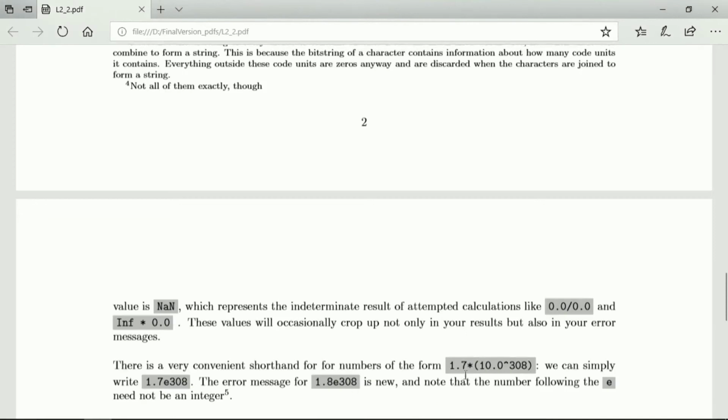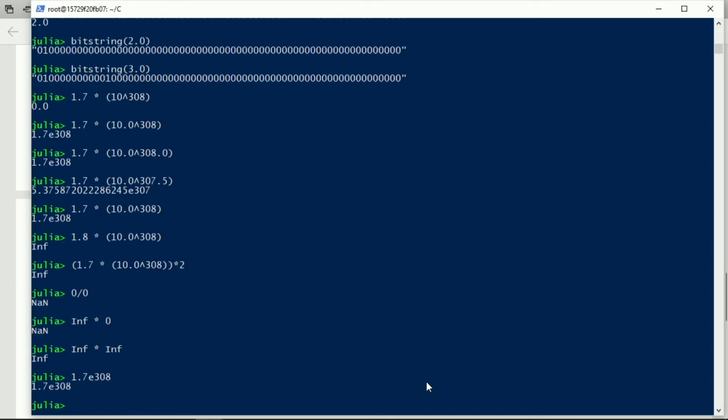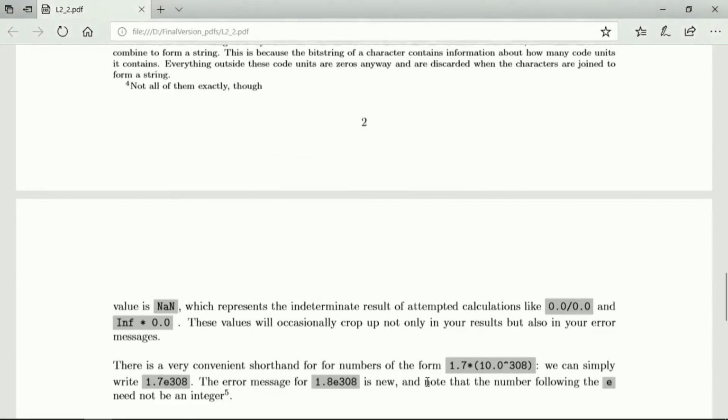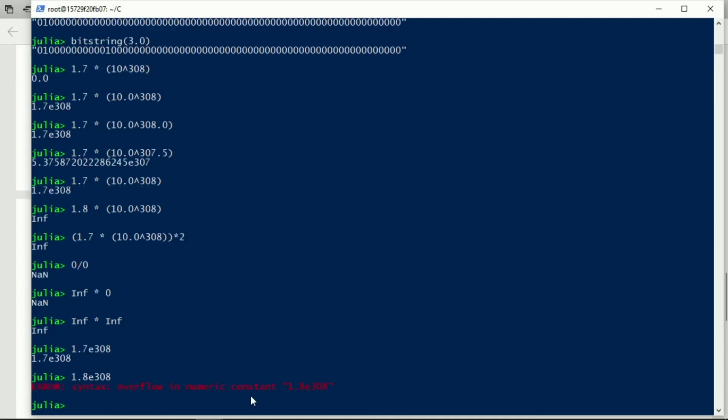And finally, let's talk about the shorthand. So this number here is actually possible to render just like this. So it's a convenient shorthand that we can use to write big numbers down. But interestingly enough, it actually operates in a slightly different way. So we have seen that 1.8 times 10 to the 308 actually gives us inf. We've seen that. And if we do it this way, then it says overflow.